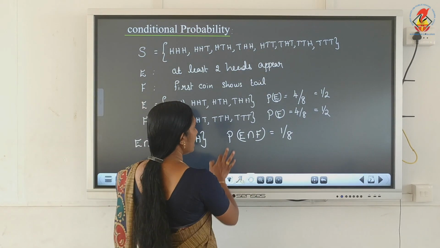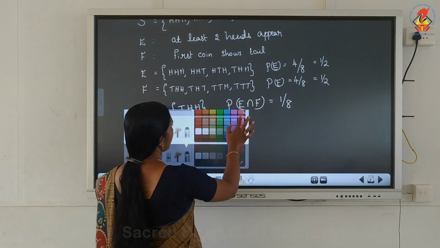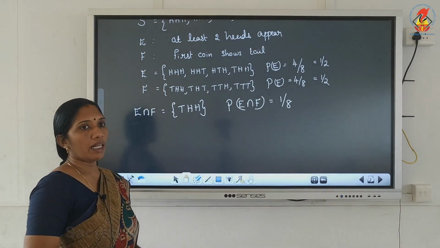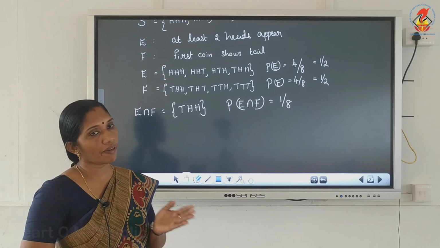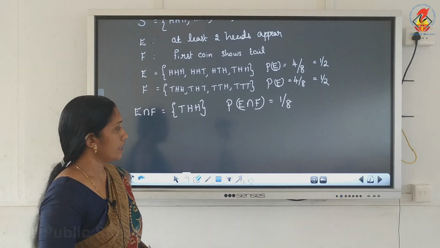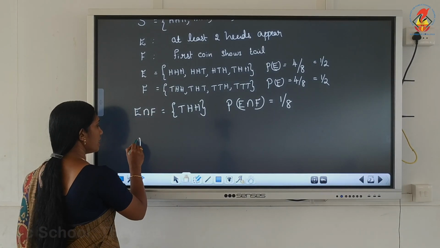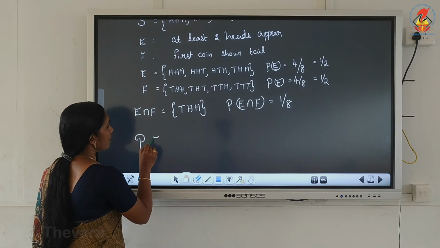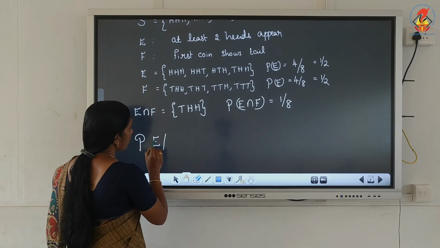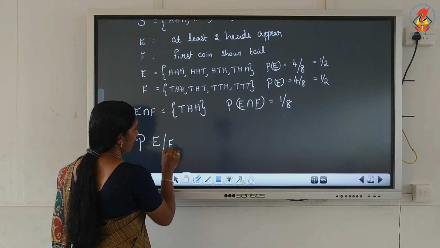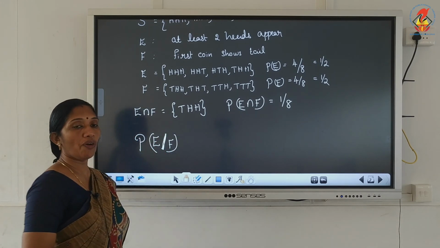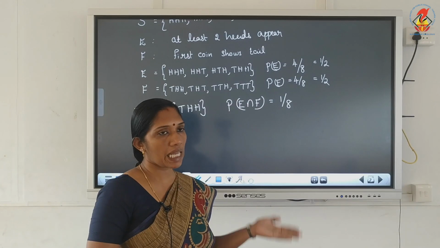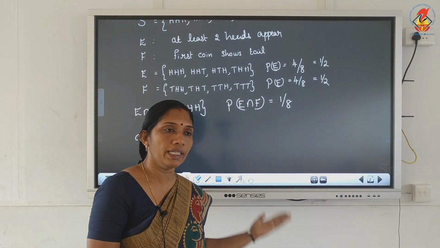So if E and F are 2 events, then the probability of occurrence of E if F has occurred is known as conditional probability, and it is denoted like this: P of E given F. You have to use this notation and read as P of E given F. That means F has occurred, then only E.